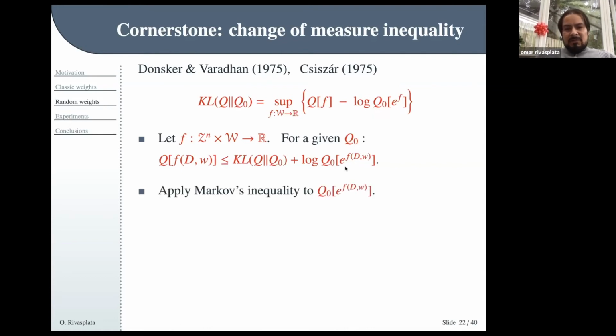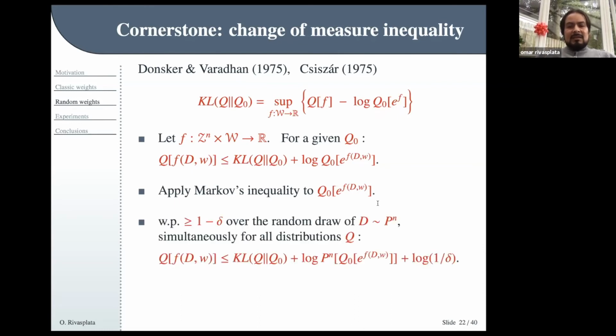If you apply Markov's inequality to this random variable, random in the sense that it depends on data, so the integration is with respect to weights but data is still random, then you get a high probability inequality. With high probability over the random draw of data of size n, you have a similar inequality to the one above, but with one extra term. This log 1 over delta controls the dependence on the confidence parameter. And the exponential moment is now not just over the Q-naught distribution, but also over the data generating distribution.